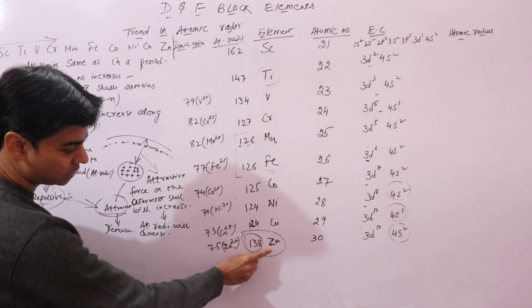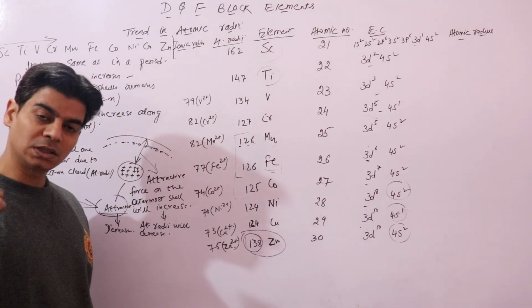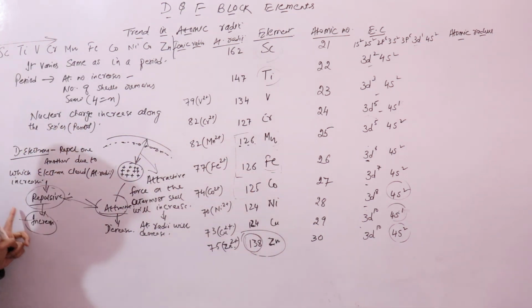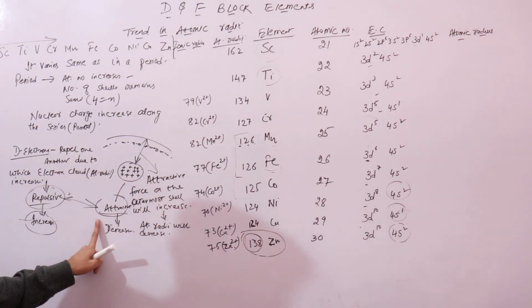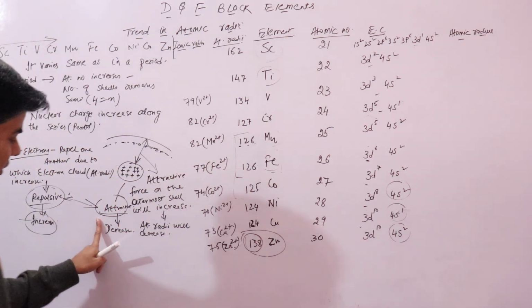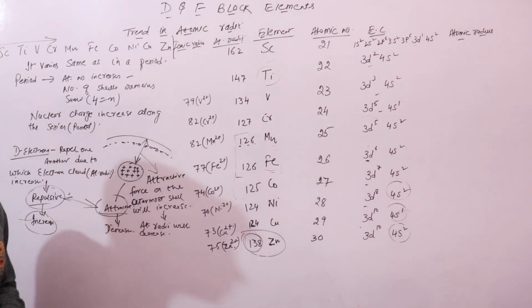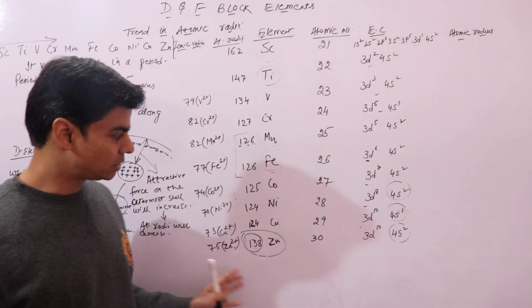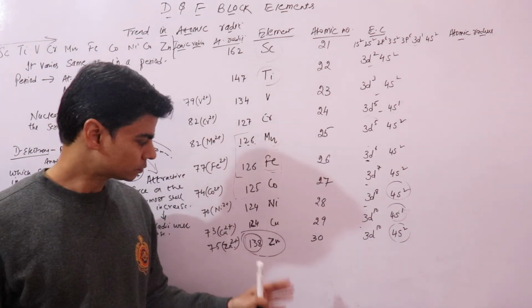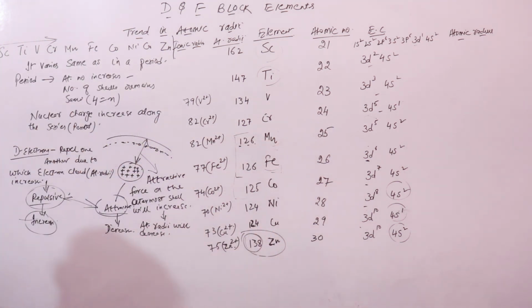That is why at zinc you see a sudden increase in the atomic radii, because your repulsive forces will increase and your attractive force, due to which your radii was decreasing, has decreased, and your repulsive force has increased, because it is due to the repulsive force that the electron cloud was increasing. So this is the reason. I hope this is clear.